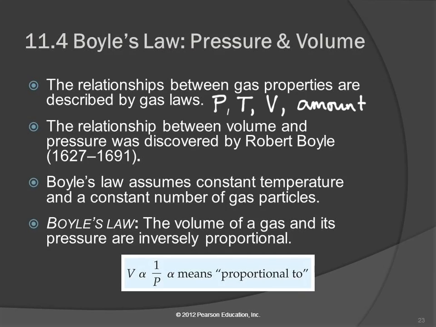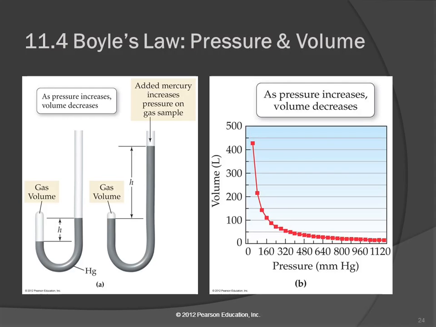So when we look at Boyle's law, we're talking about a situation where the temperature is not changing and the amount of the gas is not changing. Boyle's law tells us that the volume of a gas and its pressure are inversely proportional. So that means if the volume increases, the pressure decreases. If the volume decreases, the pressure increases. That's an inverse proportionality. And this is the sort of equipment he used to study this.